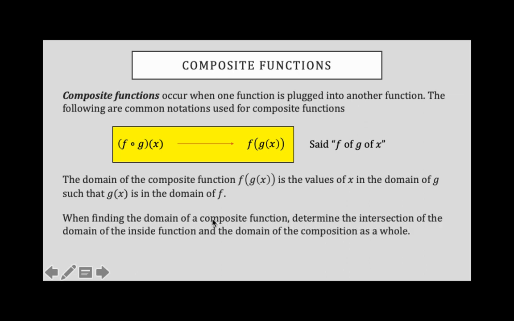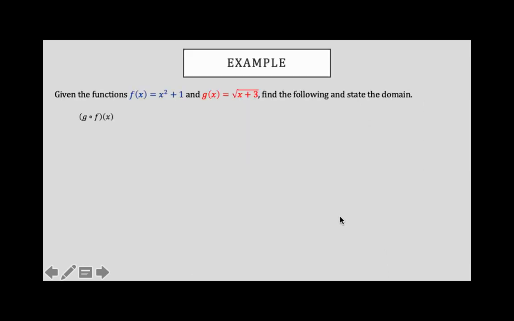All right, when finding the domain of a composite function, determine the intersection, that's the overlap, of the domain of the inside function and the domain of the composition as a whole. So there are two different things you're going to have to look at the domain for. Start with the domain of the inside function, then find the domain of the composition together. Let's go through a couple examples here.